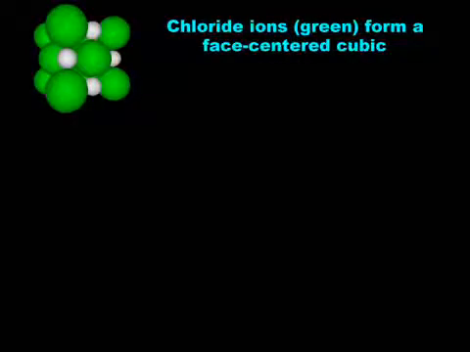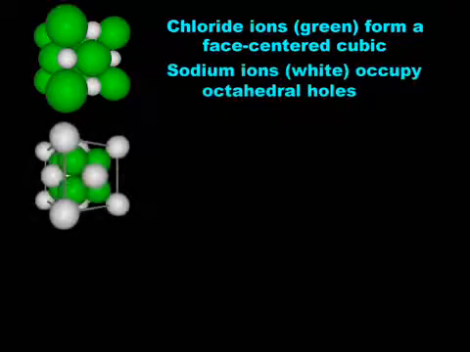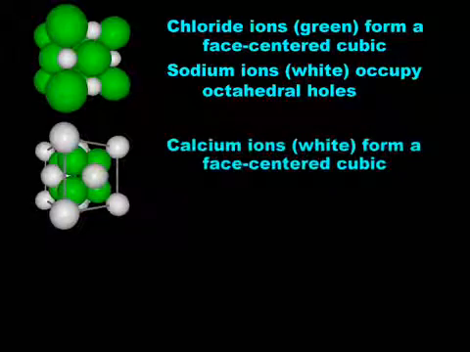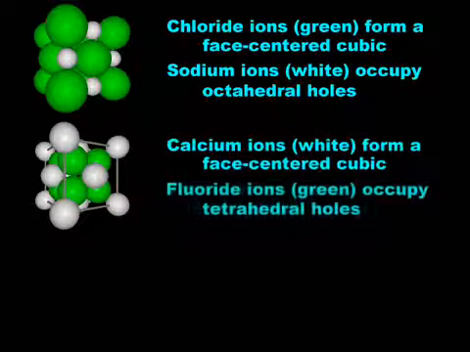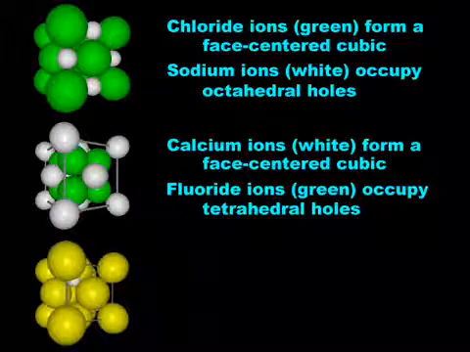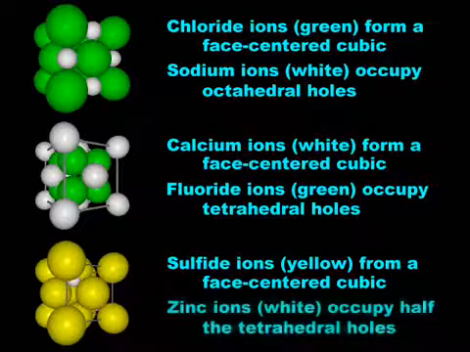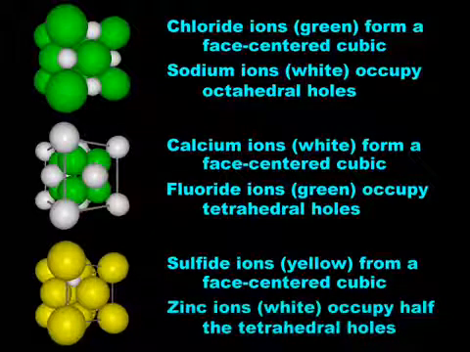Let's take a moment to review. The halite or sodium chloride structure can be viewed as a close-packed array of chloride ions with the sodium ions in all of the octahedral holes. The fluorite or calcium fluoride structure can be viewed as a close-packed array of calcium ions with the fluoride ions in all of the tetrahedral holes. Last, the sphalerite or zinc sulfide structure can be viewed as a cubic, close-packed array of sulfide ions with the zinc ions in half of the tetrahedral holes.